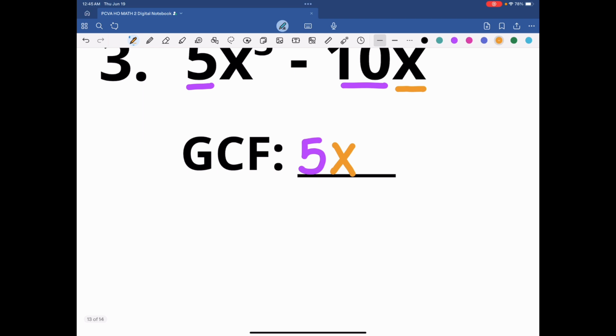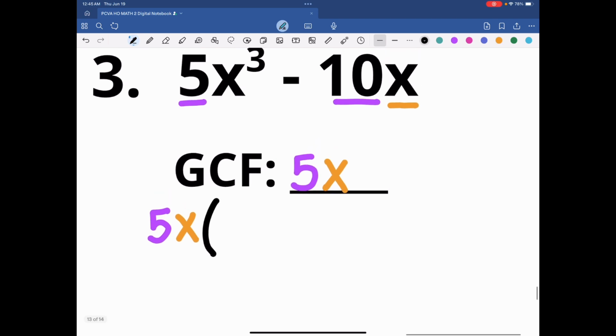If I divide 5x back out of each term, that's going to undo that multiplication. I'm going to divide 5x here. 5 divided by 5 is 1. Now I had 3 x's, but I took 1 out, so that leaves me with 2 of them. I don't have to write the 1 in front. I can, but we should automatically know that any variable has a coefficient of 1 if we don't see it.